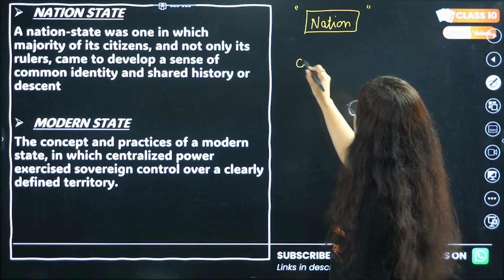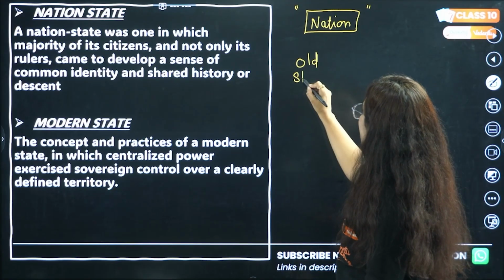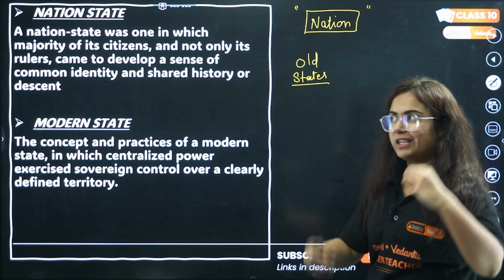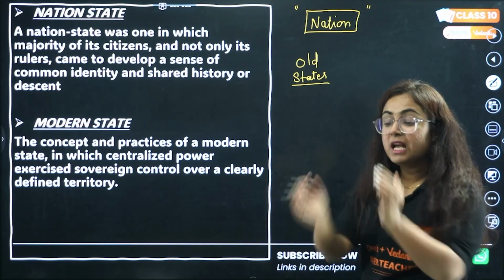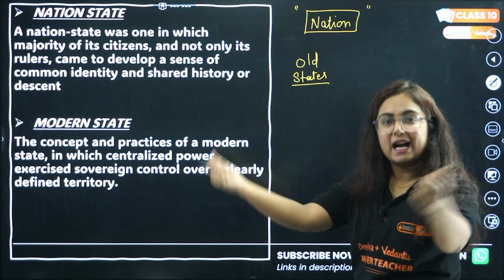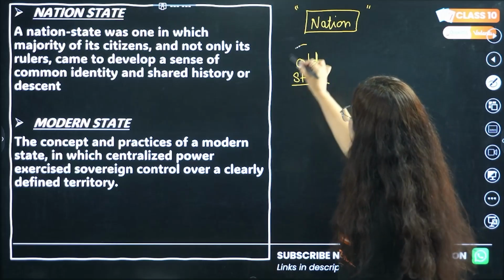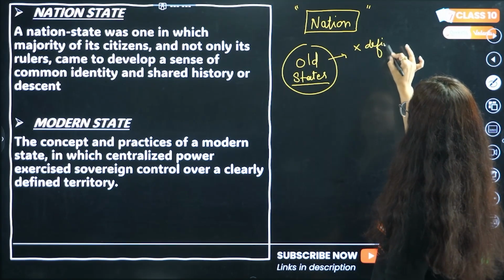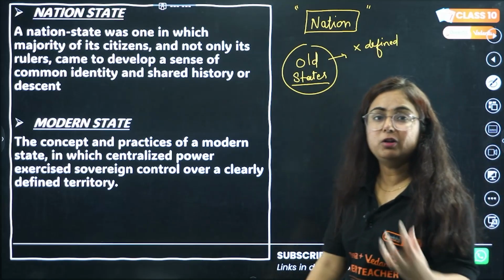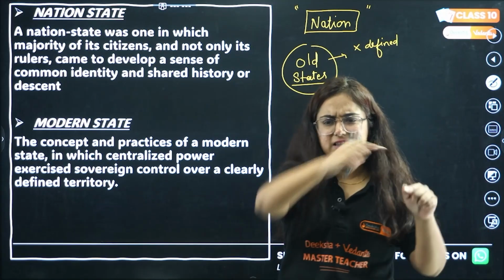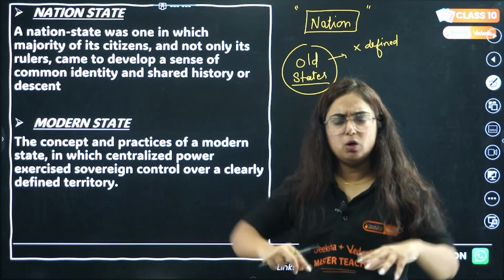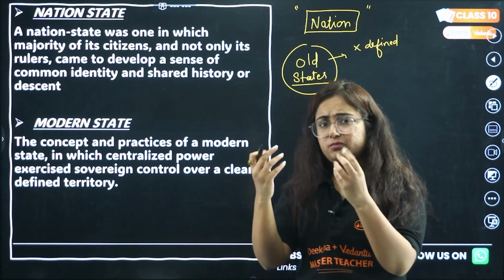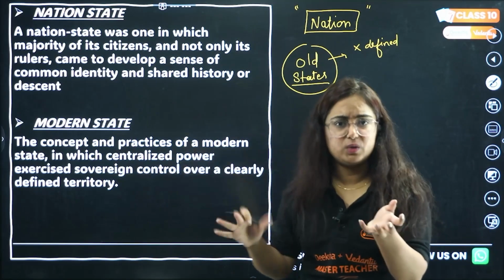If we talk about older times, there were old states. Now whenever I say the word state, the state does not mean the state of Karnataka, Madhya Pradesh, etc. The state here means the entire country. So there was an old stage where there was no defined territory. Why? Because they were expanding. Like if I talk about the Mughal Empire, can we say that this is the territory of the Mughal Empire? No, they were expanding day by day, or they were defeating also, in which their territories were lost.